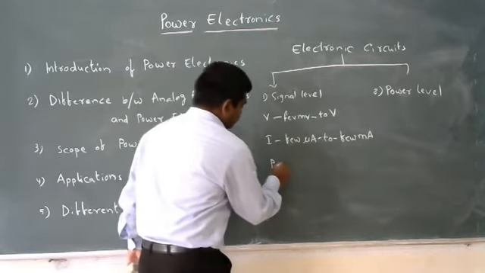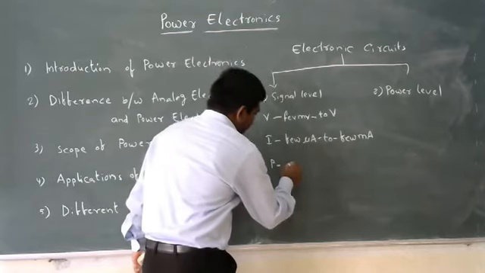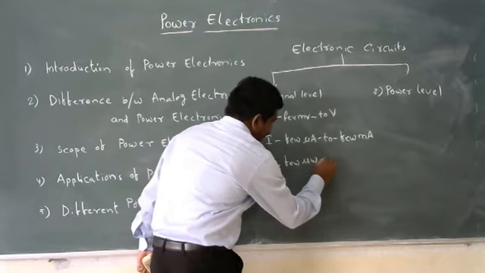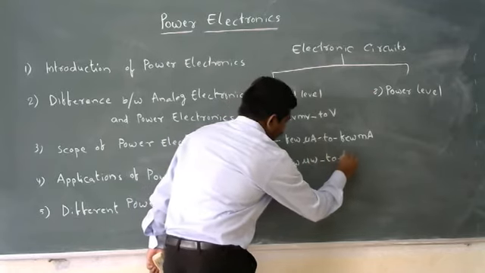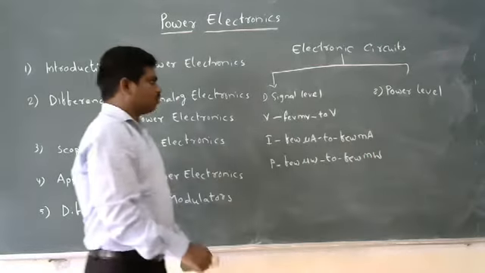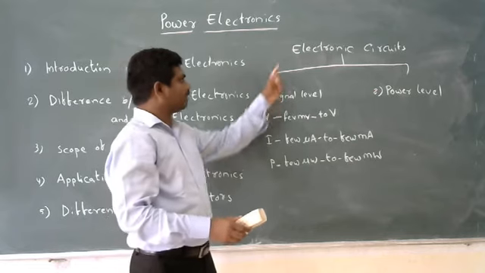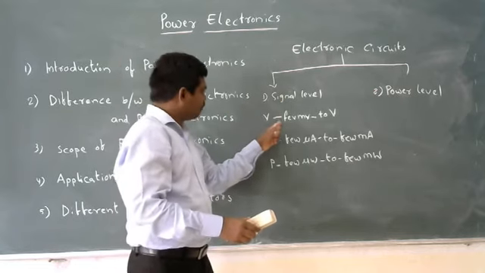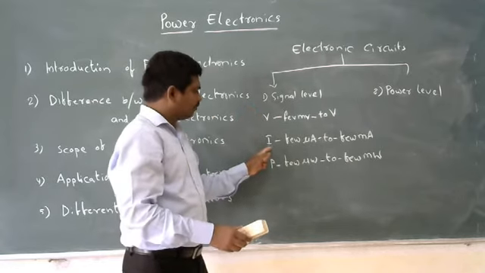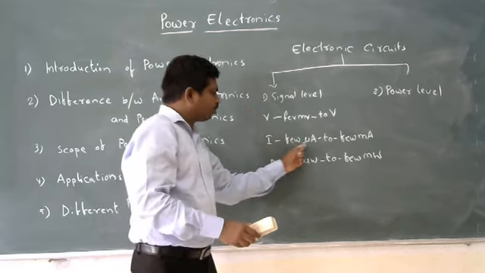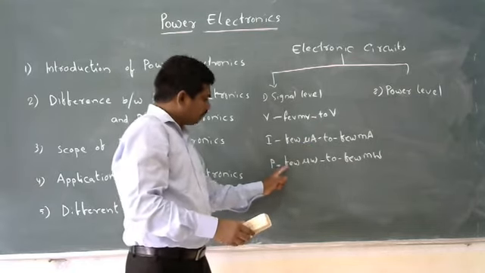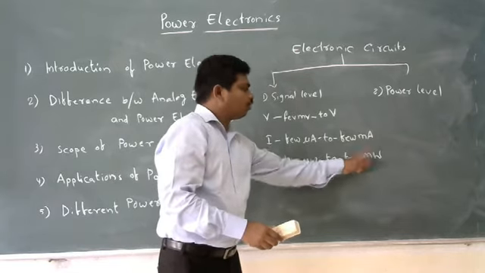When we see the power level, it is from few microwatt to few milliwattage. So, like this, the signal level electronic circuits handle only few millivolt to volt level voltage values, and when we see the current values, few microamperes to few milliampere current values. When you see the power, few microwattage to few milliwattage of power.